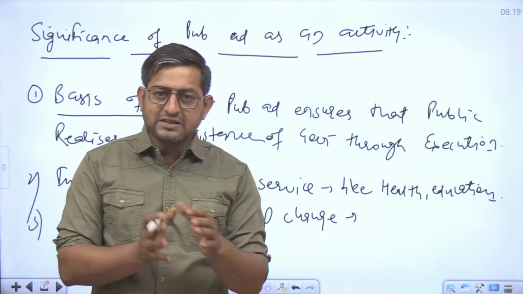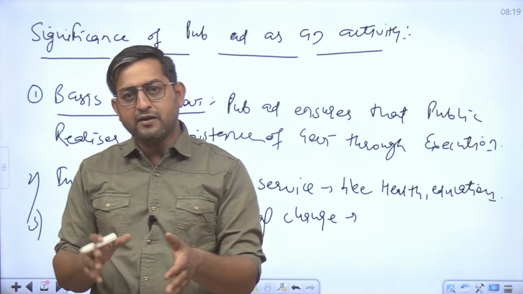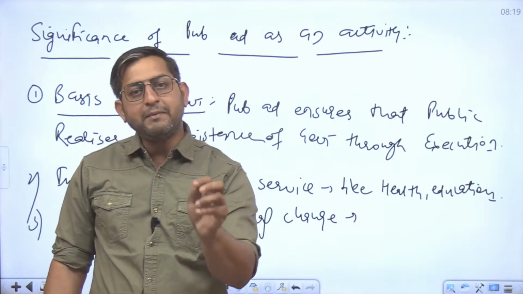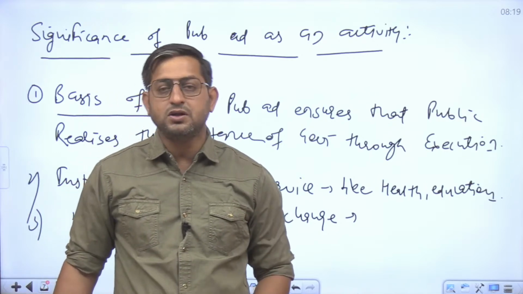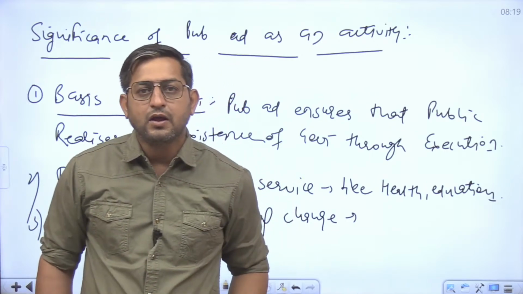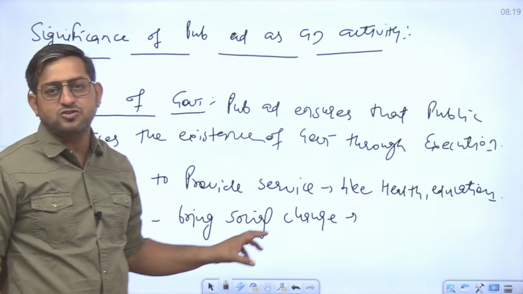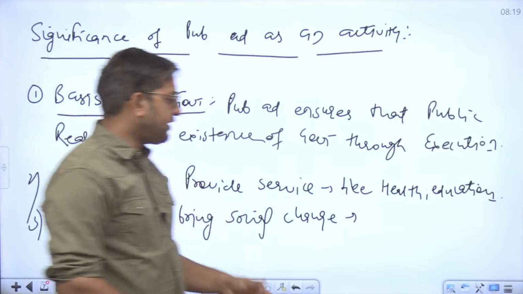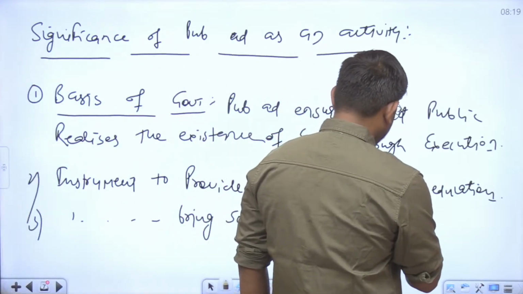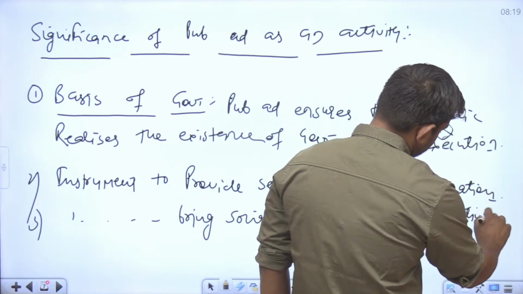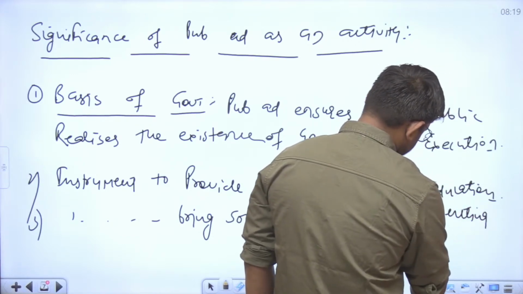So that implementation part is important. It is not important that you simply made the law regarding social change. Now that implementation is done by the public administration or bureaucracy basically. So if that is being done by the bureaucracy, it is the bureaucracy which is an instrument to bring the social change. So we can write here: by implementing statutory provisions.